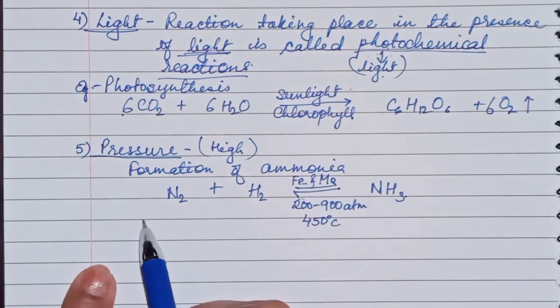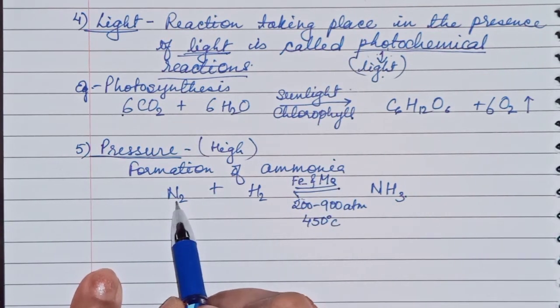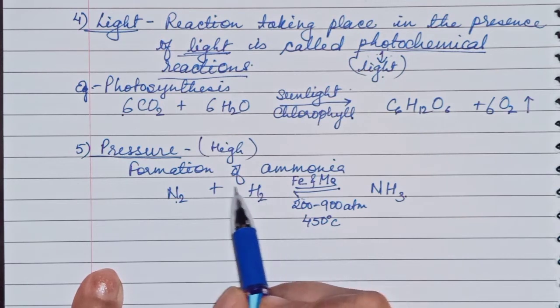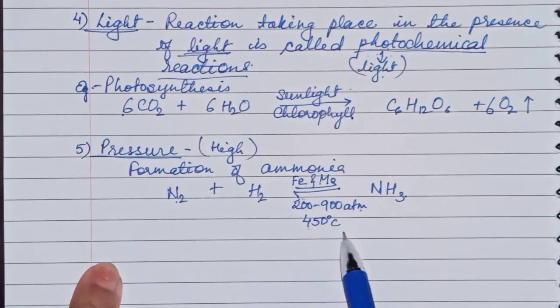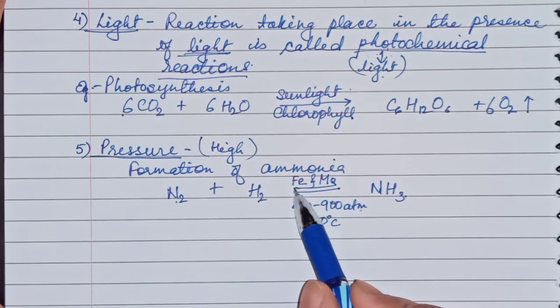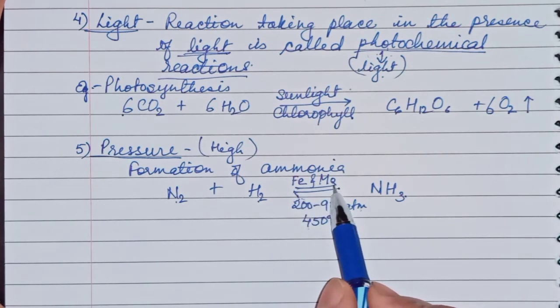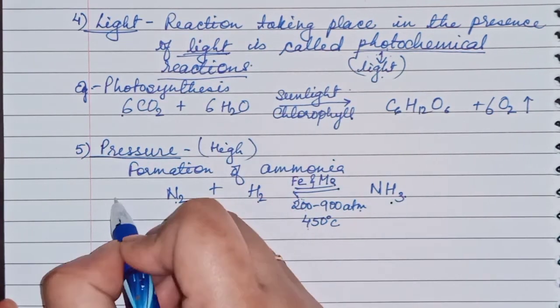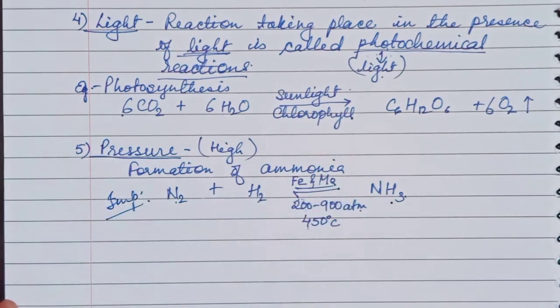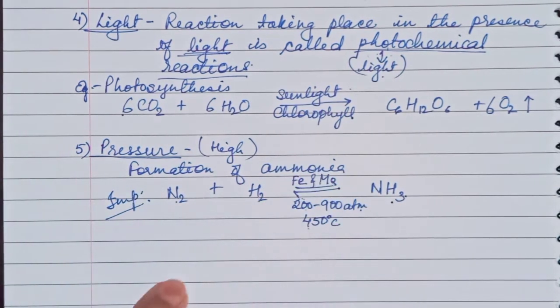So remember that when nitrogen and hydrogen are under very high pressure, 200 to 900 atmospheres, temperature 450 degrees Celsius, in the presence of catalyst iron and promoter molybdenum, they convert into ammonia. This is a very important reaction for you. Remember it with these conditions: catalyst, promoter, pressure and temperature.